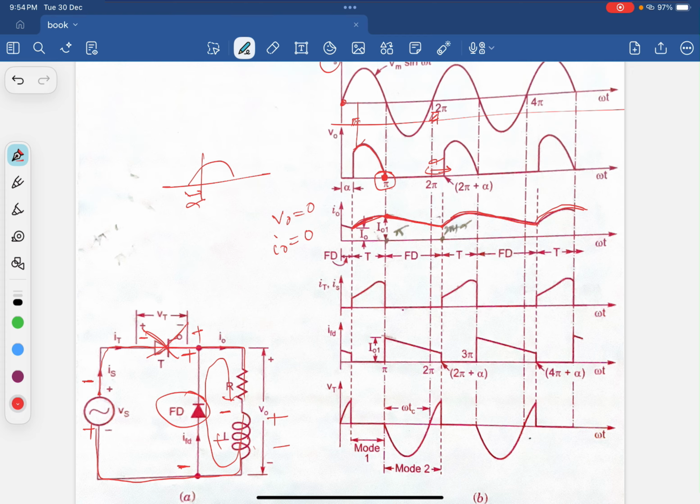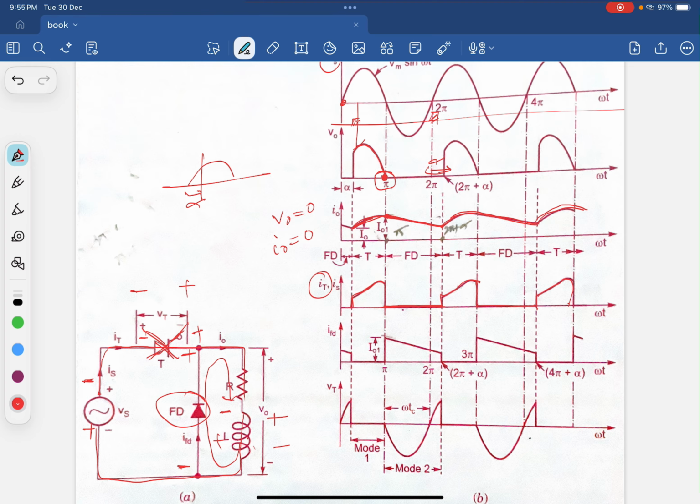If you look at the thyristor current, first the thyristor current gradually increases, then it suddenly falls to 0. Why? Because the reverse voltage is across it. It does not conduct in the negative half cycle because the thyristor was commutated, and this space is left as 0. This current is absolutely 0. The same cycle repeats again.